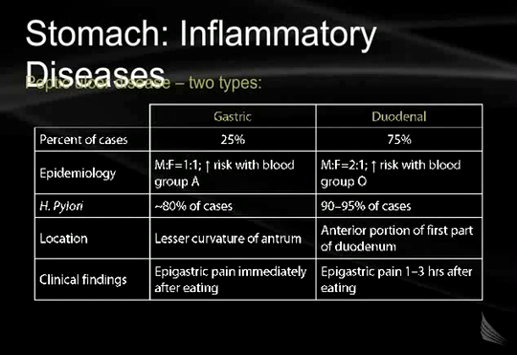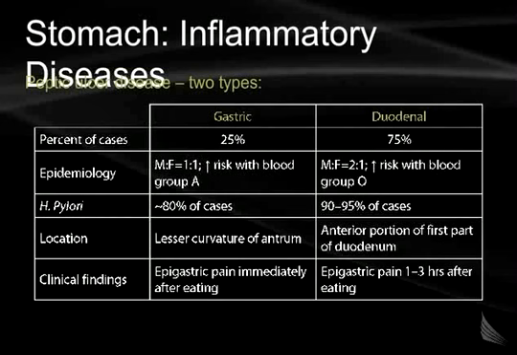Ulcers which form in the gastric mucosa, and ulcers which form in the duodenal mucosa. Ulcers which form in the duodenal mucosa are usually associated with a high acid-producing state. 25% of cases of ulcers occur in the stomach, whereas the remainder occur in the duodenum. Remember that 90 to 95% of cases of duodenal ulcers have an association with H.